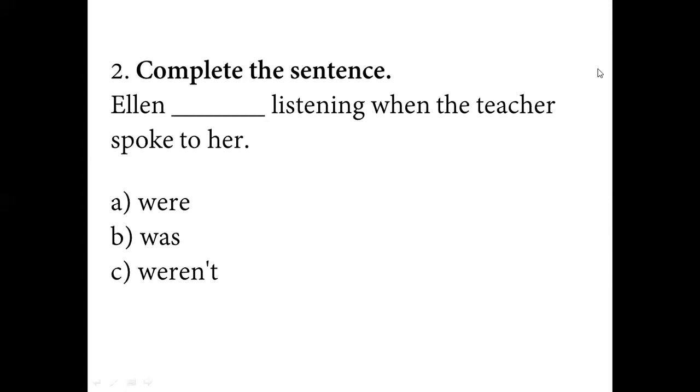Where, was, weren't. Which one is correct? Ellen. Yes, Omar, very good. Was, B. Zareen, very good, Dima, excellent. Was. So here I'm going to say Ellen was listening when the teacher spoke to her.